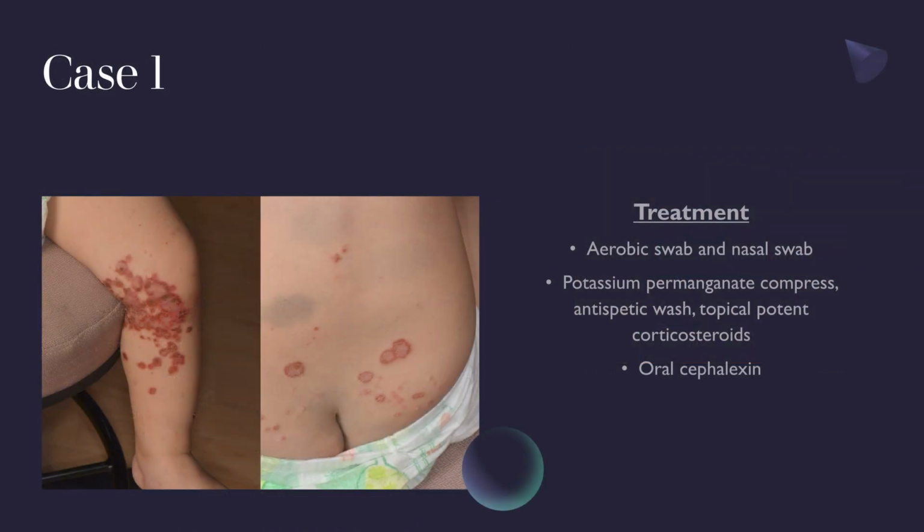Okay, so what did I do for this child? I put in the aerobic swab and the nasal swab as well. I did the potassium permanganate compresses, antiseptic wash, topical potent corticosteroids, and oral cephalexin. This topical potent corticosteroid is a bit difficult, because here you are telling the parent, okay, this is eczema, it is infected. Yes, we're going to do the antibiotics, but we're also going to give you steroids.